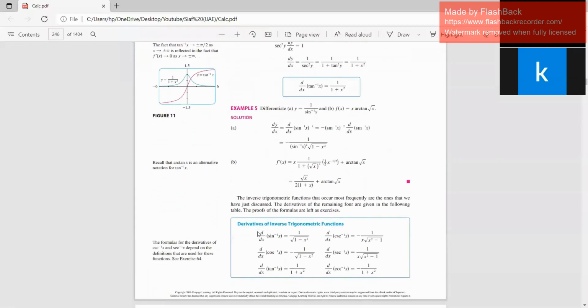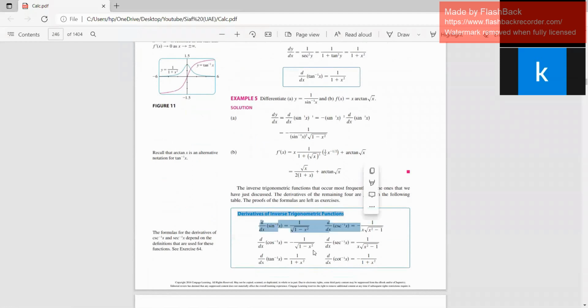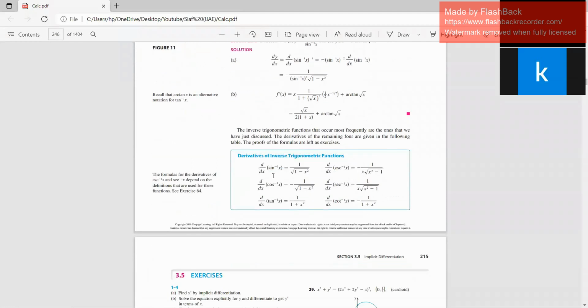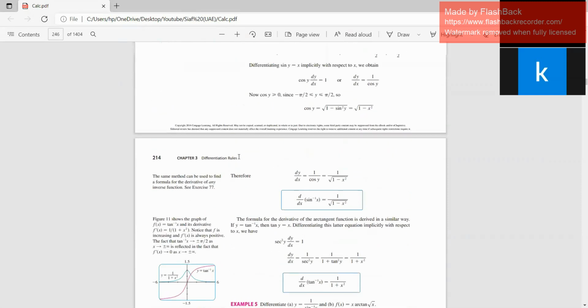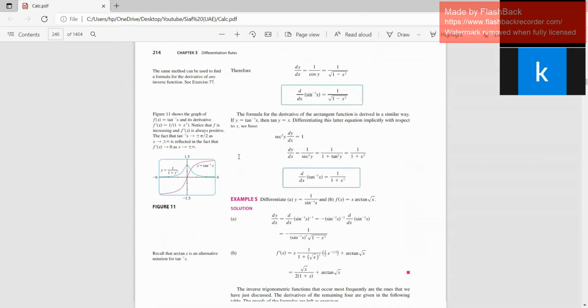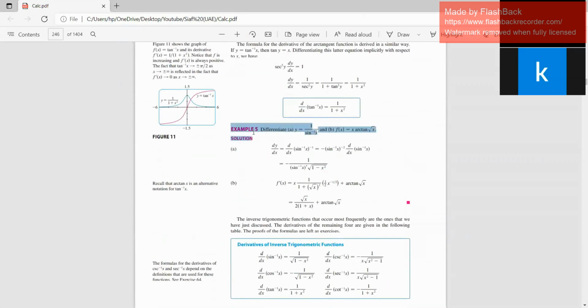So here is the list of all the inverse trigonometric function derivatives. The derivative of sin inverse x is 1 over square root of 1 minus x squared. Then the derivative of cos inverse x, tan inverse, cosec, sec, cot inverse. These are the formulas that we have to memorize to find the derivatives of the inverse trigonometric functions. And I think they have only solved one question, example number 5.